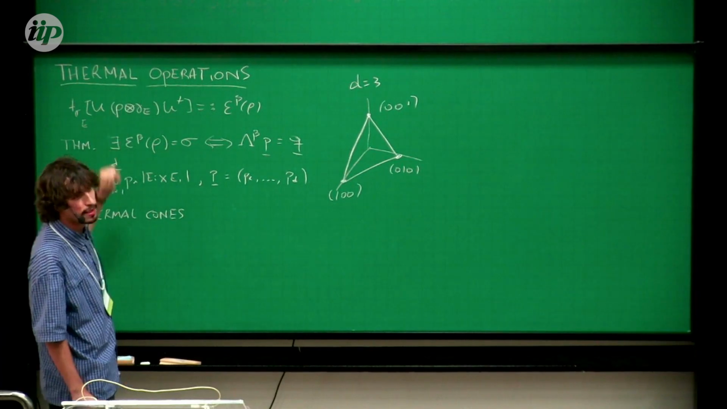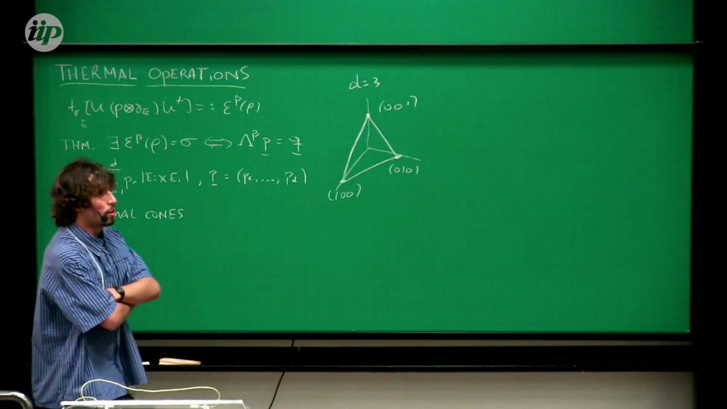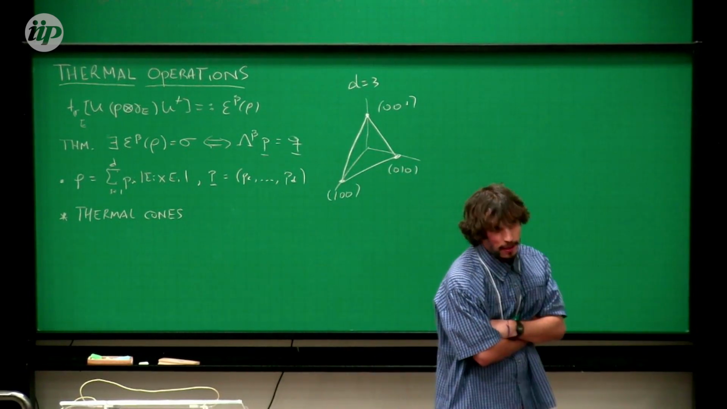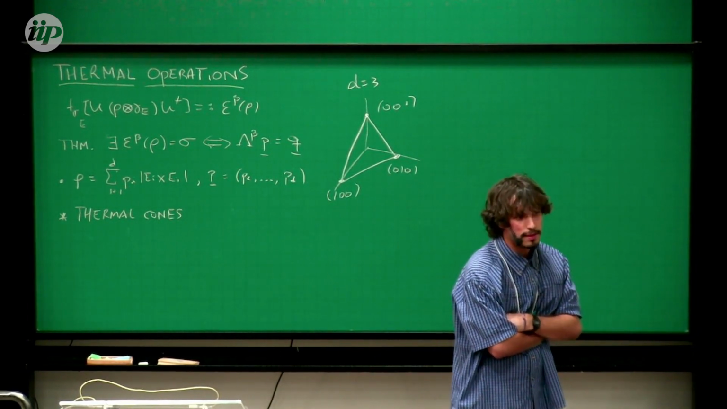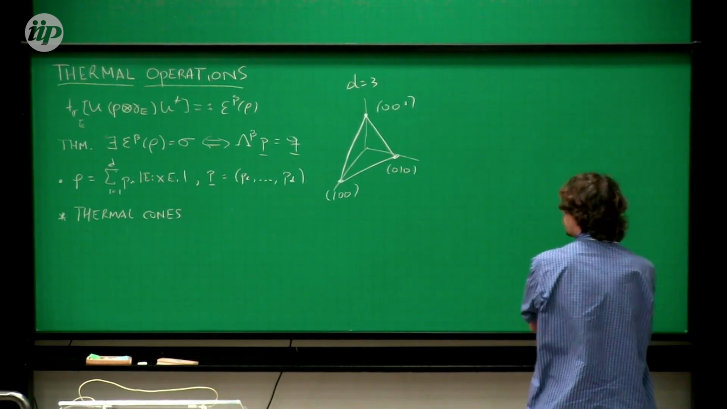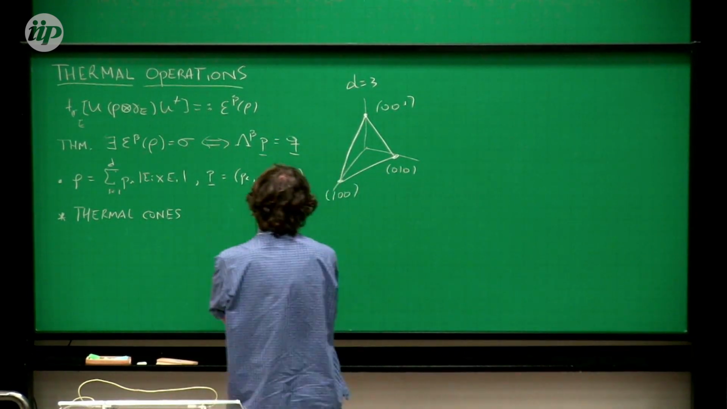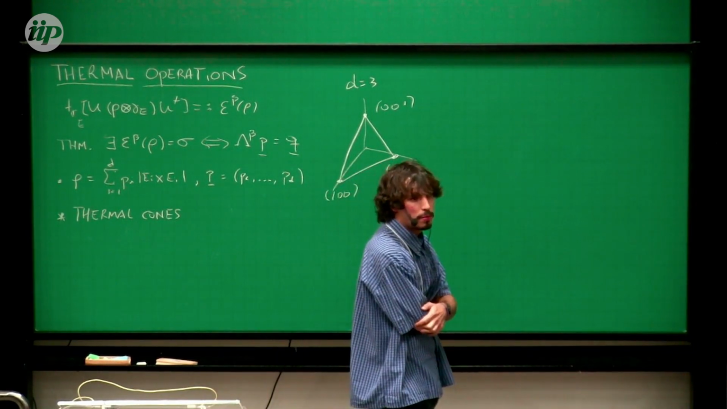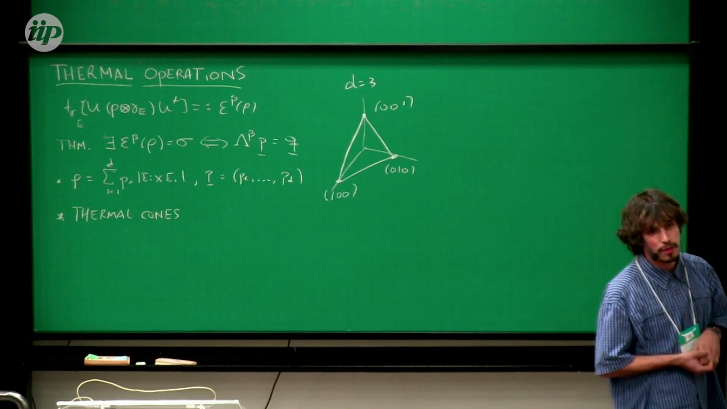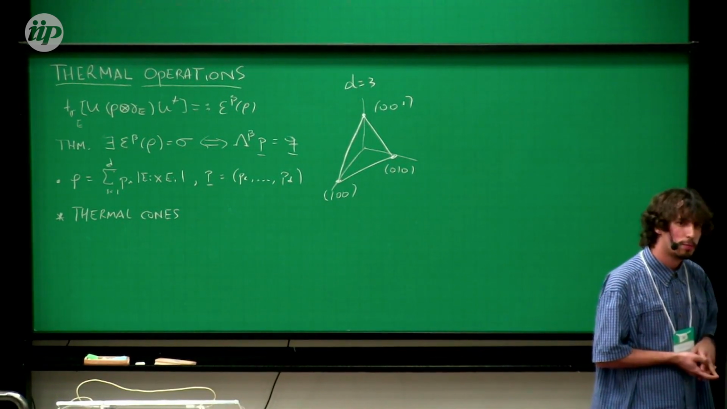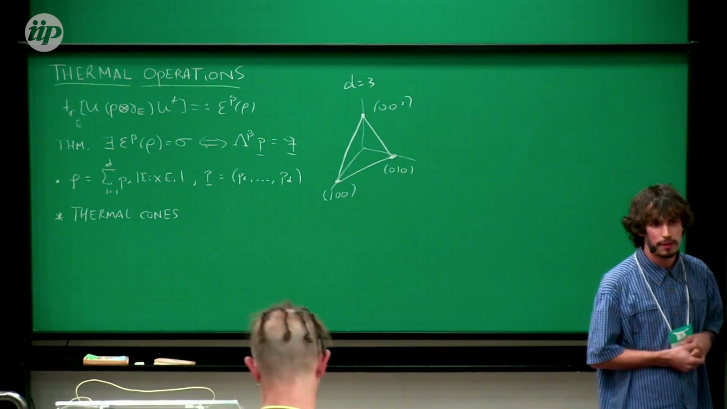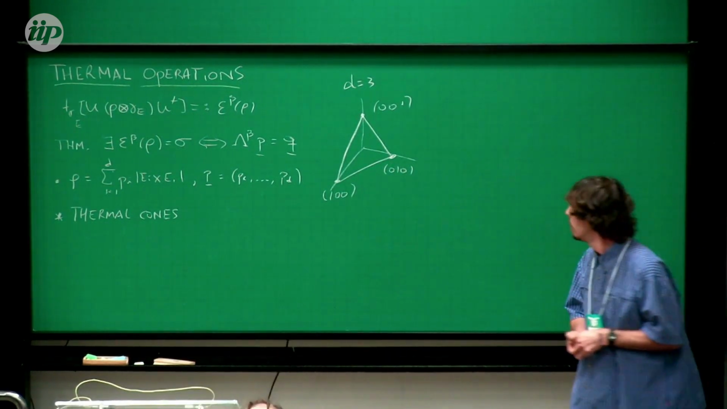And this defines my thermal operations, which are just CPTP maps with two properties. The first property is that it's time translation covariant. And the second property is that it's Gibbs preserving. And as I said, the first property is somewhat like a manifestation of the first law of thermodynamics, and the second property, being Gibbs preserving, is a manifestation of the second law of thermodynamics.